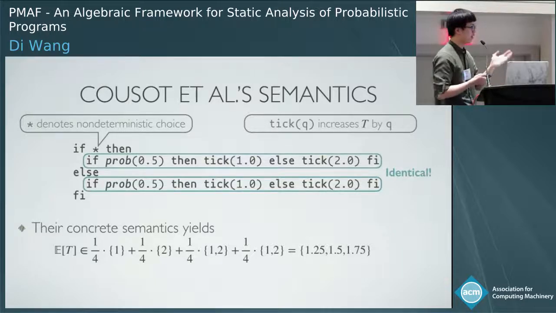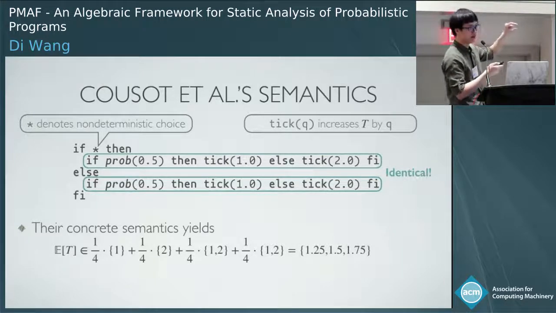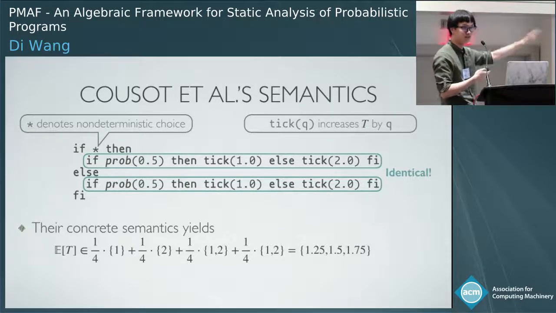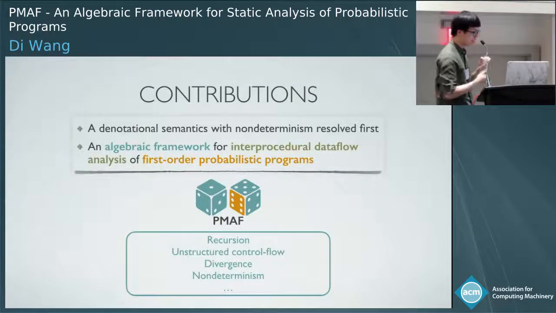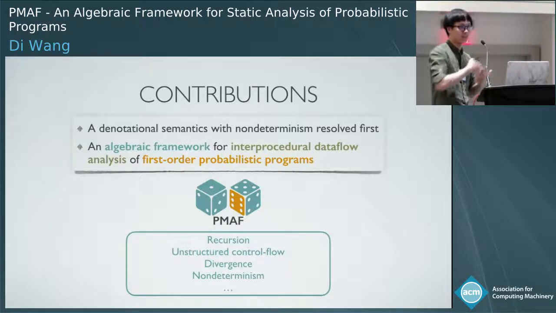But for this program, we observe that the two branches of the outside if statement are identical. So it will sometimes be desirable to say that, okay, if we look at either one branch, the expected time is 1.5, so for the whole program it should be 1.5. And our semantics can yield this result. Based on this new resolution of non-determinism, we develop a denotational semantics which can give you the answer that the expected time of the example in the former slide is 1.5.